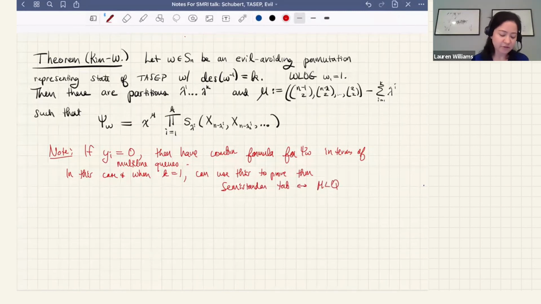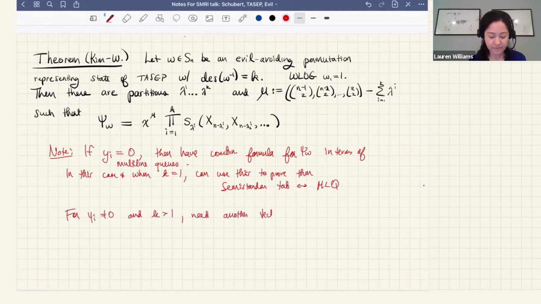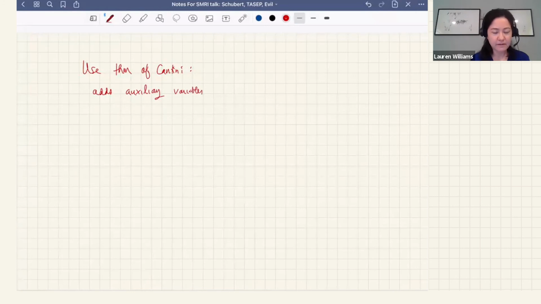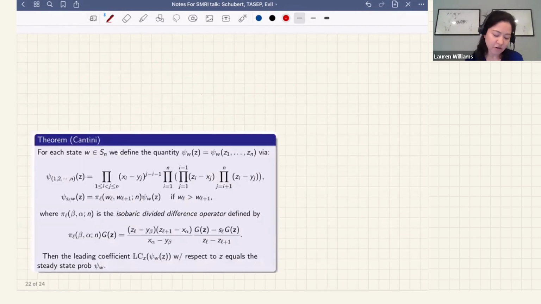But for the general situation, for y sub i not 0 and k bigger than 1, we need another technique. And here we're going to use a theorem of Cantini, which basically adds some auxiliary variables into the picture and gives some recursions. So I'll just show his result.